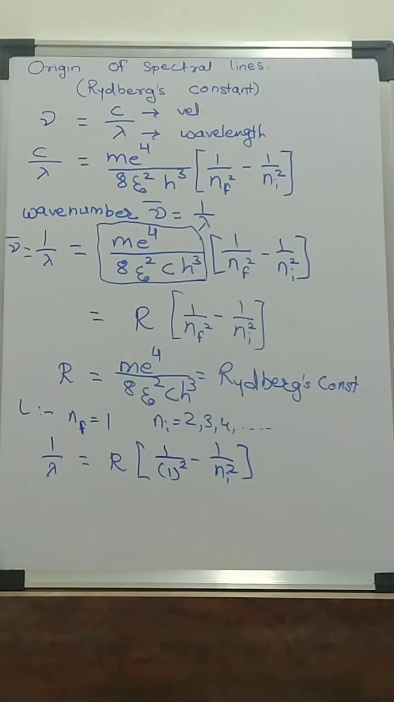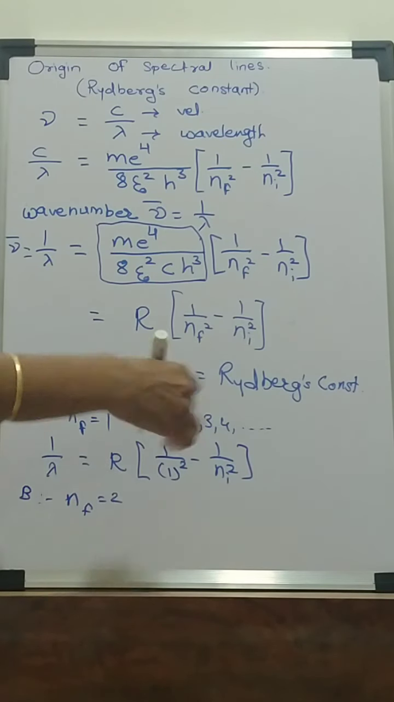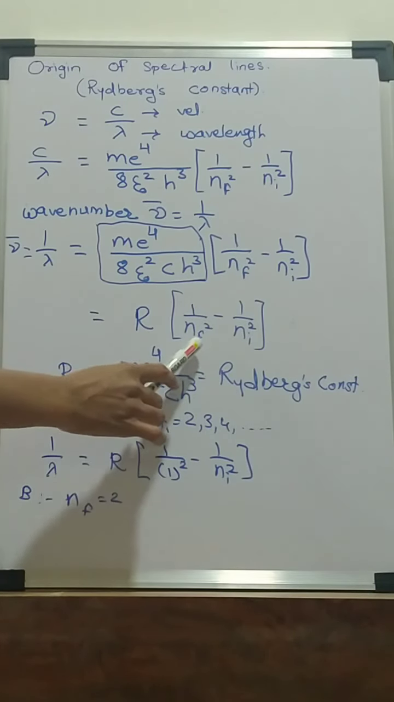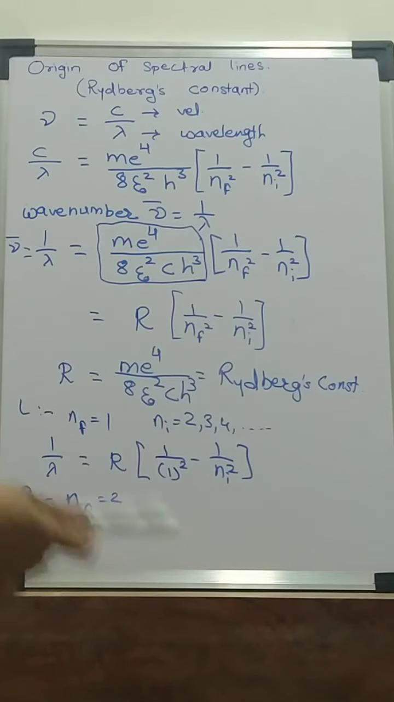Similarly, for Balmer, nf will be 2 and ni will be 3, 4, 5 and so on. The equation will be 1 by lambda is equal to R bracket 1 upon 2 square minus 1 upon ni square. Ni will be more than 2, so it can take the values 3, 4, 5 and so on.